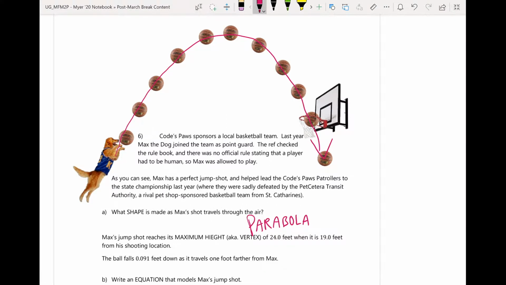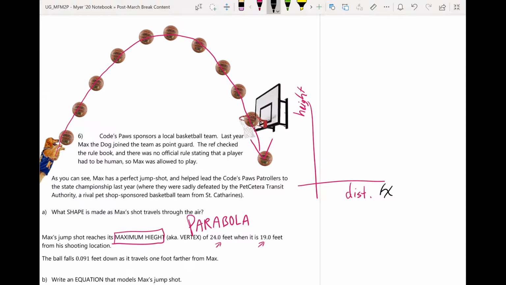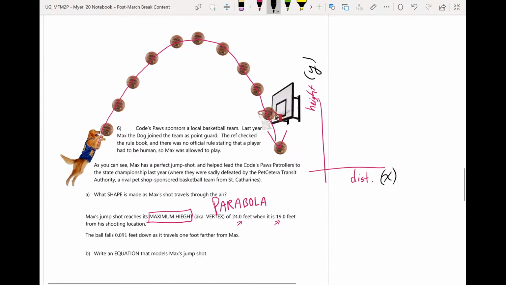All right, so Max's jump shot reaches its maximum height, no pun intended, or what we would call the vertex, of 24 feet when it is 19 feet from its shooting location. So you have a height and you have a distance, right? So if you're looking at it like this, distance is our x coordinate and height is our y coordinate, basically, right?